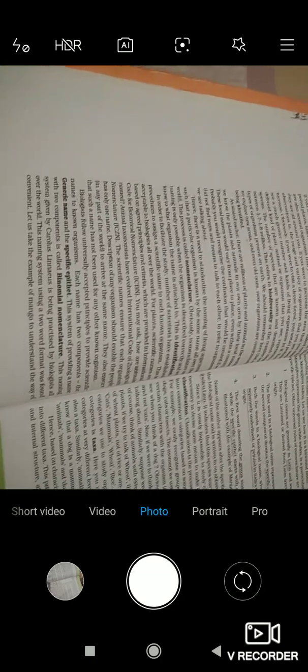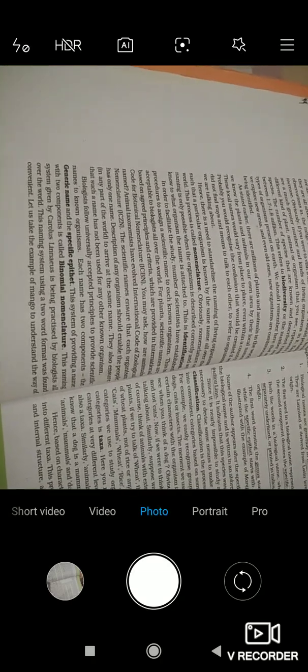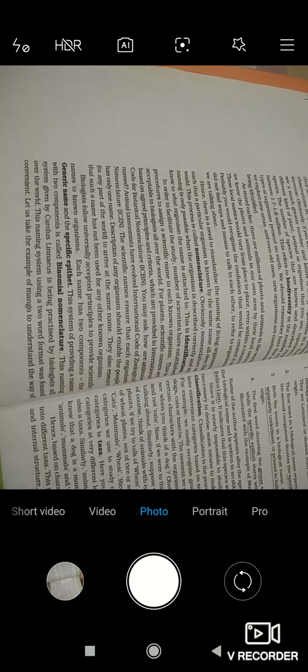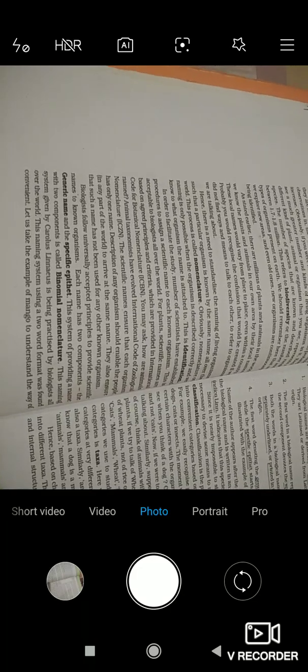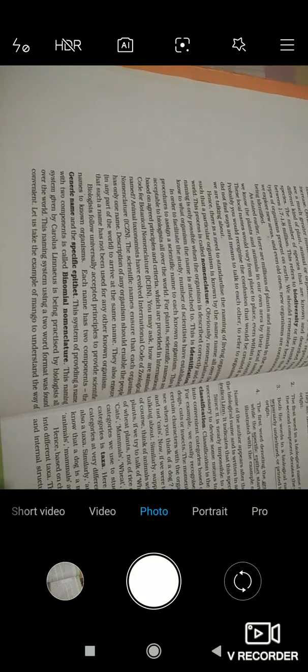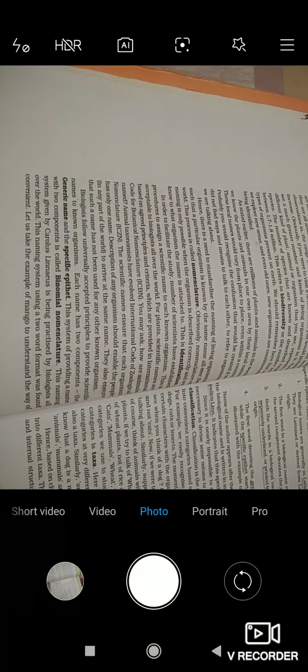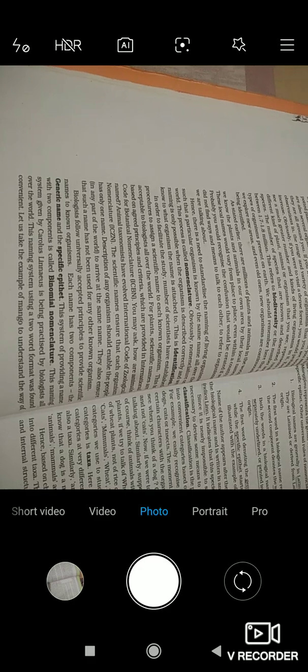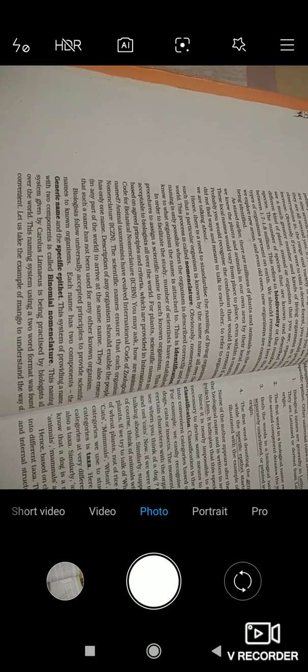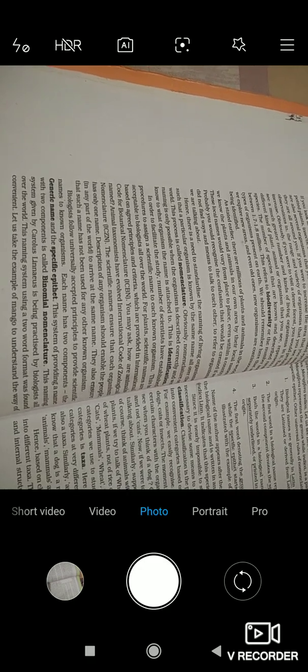Okay, so let's see what it is telling. Each name has two components, the generic name and the specific epithet. What happened, guys? The name which the biologists use for these organisms has two words. The first word is known as the generic name and the second word is known as the specific epithet.